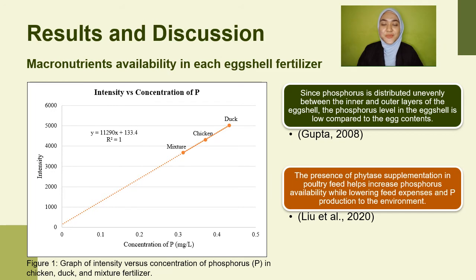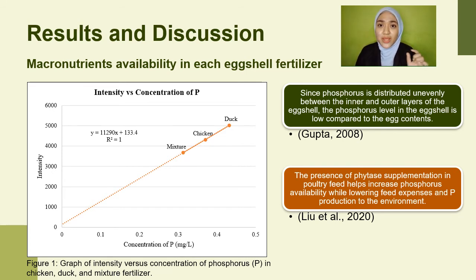Next, I will explain the result and discussion of this project. In this project, the micronutrient availability in chicken, duck, and mixture fertilizer was analyzed using the ICP-OES instrument. Figure 1 indicates that the highest concentration of phosphorus is duck fertilizer with value 0.432 mg per liter, followed by chicken which is 0.370 and mixture fertilizer with value 0.313 mg per liter.